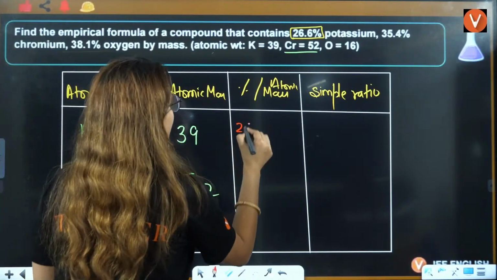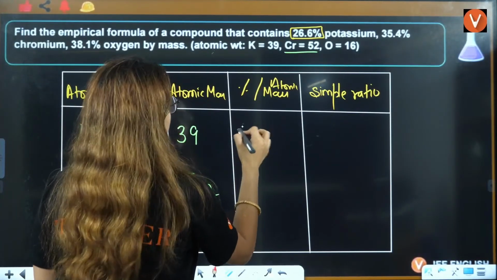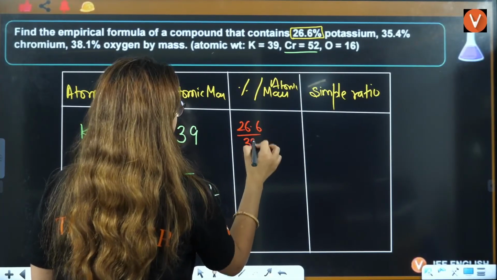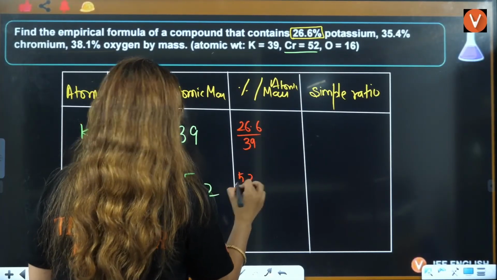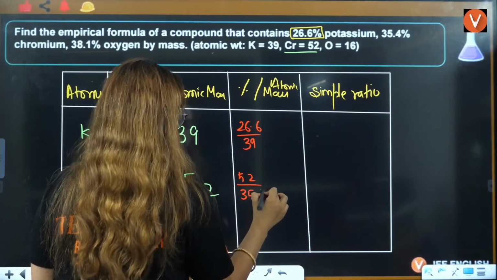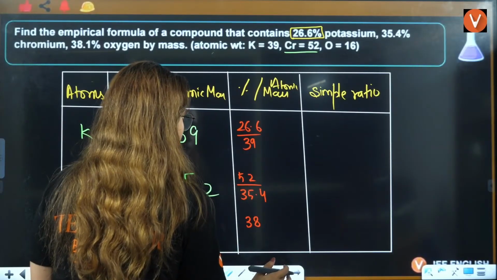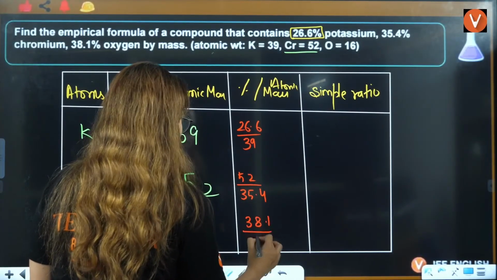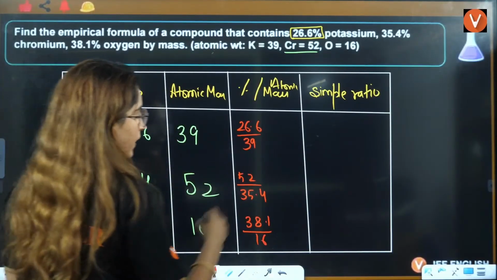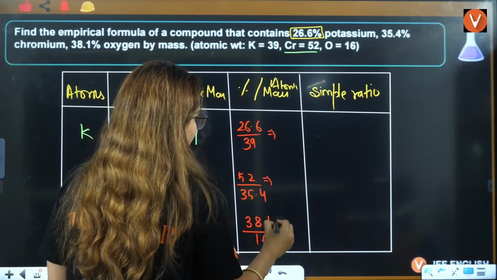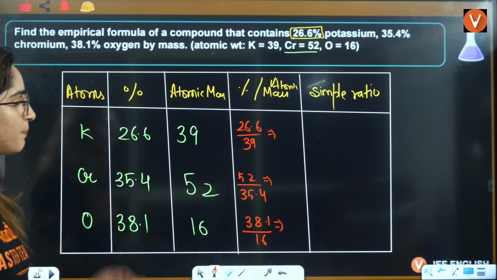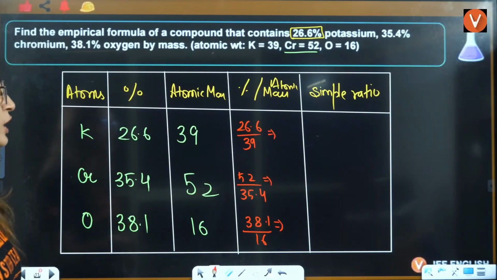Now this is 26.6 divided by 39. This is 35.4 divided by 52. This is 38.1 divided by 16, right? Okay, so this is what you have here. The best way to calculate this is, you have to calculate the simple whole number ratio here, right? Okay, so let's calculate the simple whole number ratio.